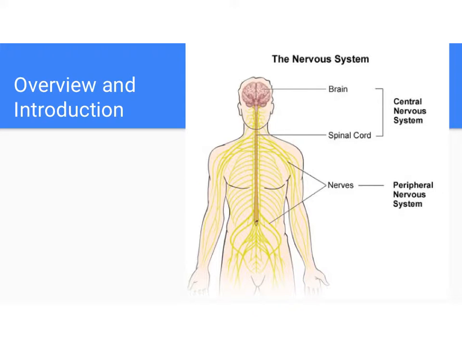We're going to talk about both the peripheral nervous system, which is everything that you see there in the yellow, and the central nervous system, which is comprised of the brain and the spinal cord. So the peripheral nervous system is everything outside the brain and the spinal cord.